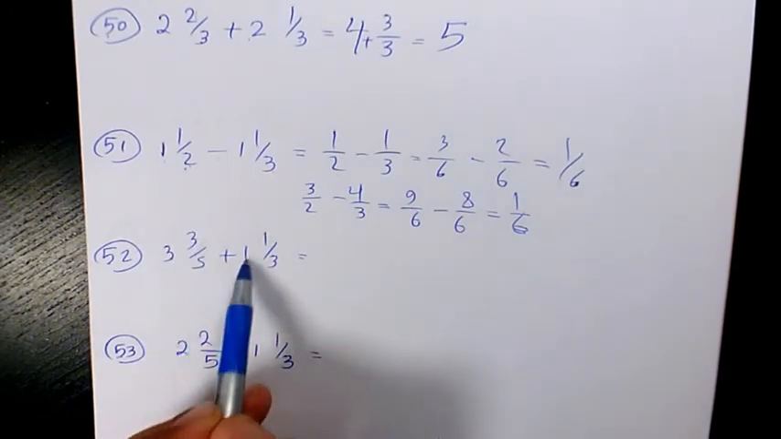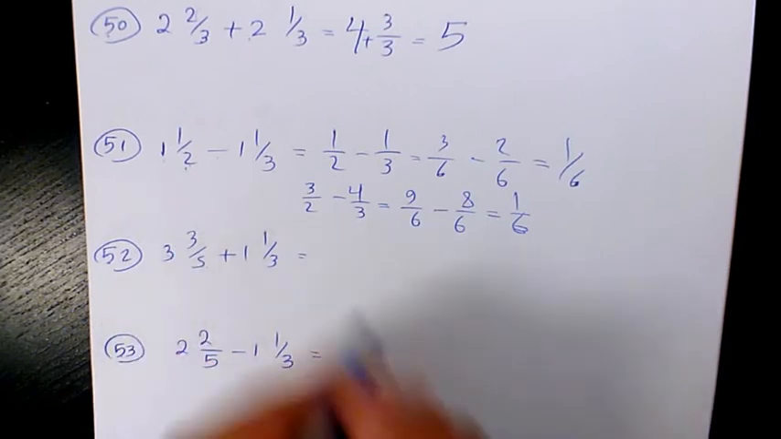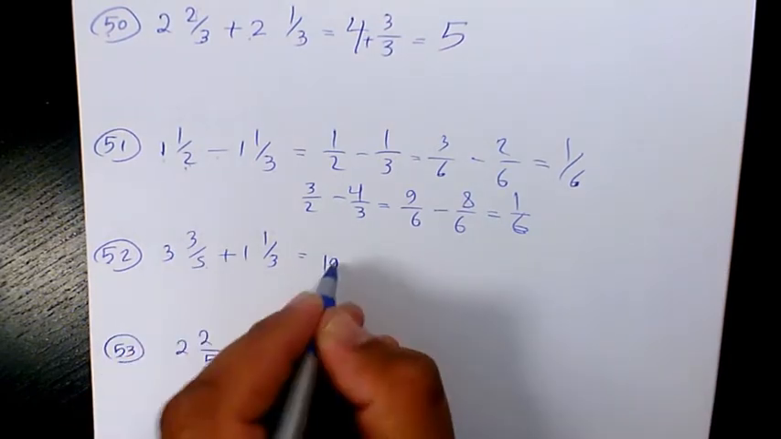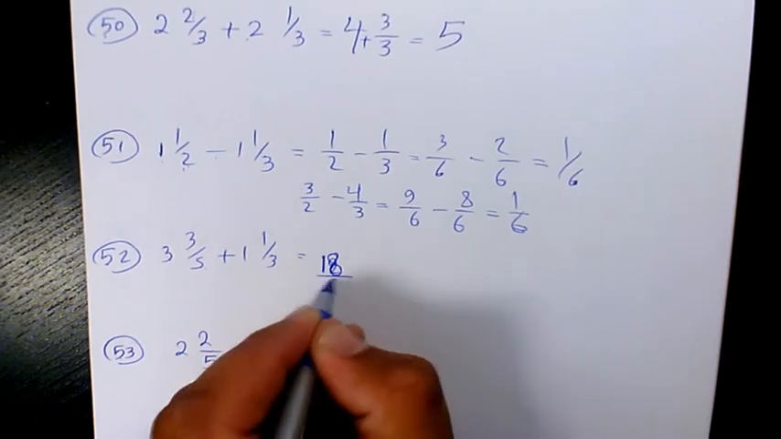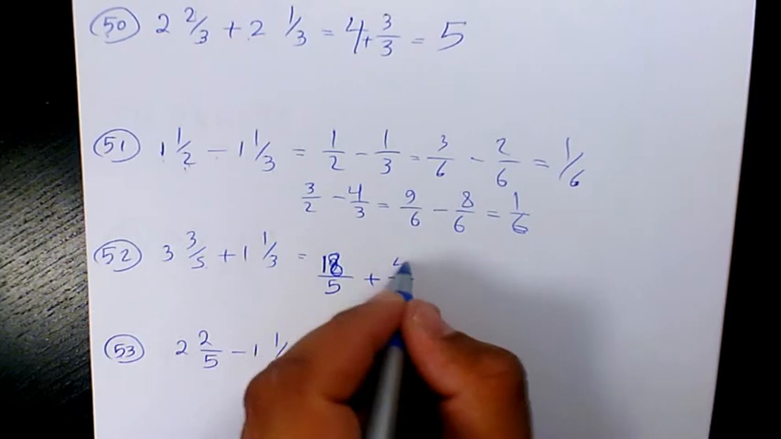3 over 5 plus 1 over 5. 3 is going to be 3 times 5, 15 plus 3 is going to be 18 over 5. Plus 1 times 3, 3 plus 1 is going to be 4.